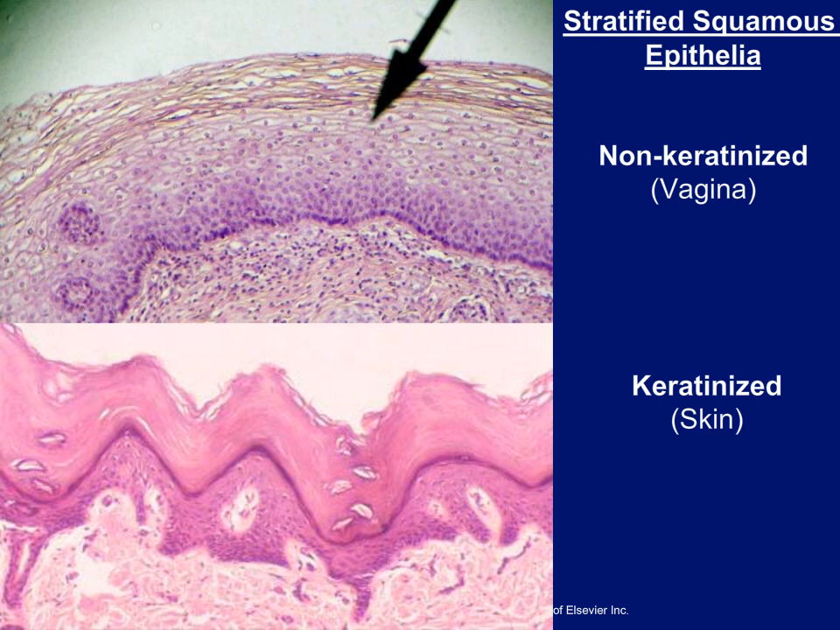Now, on the other hand, a non-keratinized epithelium would be found, for example, in the vagina or inside the body. This is still an area where we could have a fair amount of friction. I mean, think about sexual intercourse. But it's also an area that's very moist to the touch. That moisture is because we don't have any keratin, or we have very little keratin, in the surface of that epithelium. And so it keeps the epithelium wet and also helps to reduce friction.